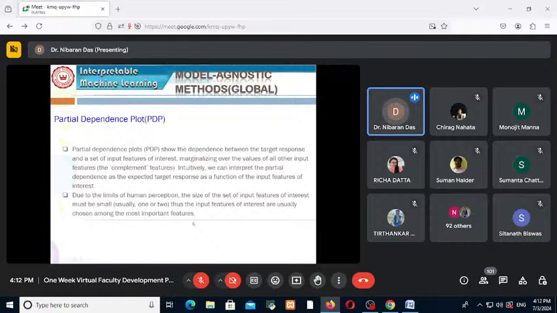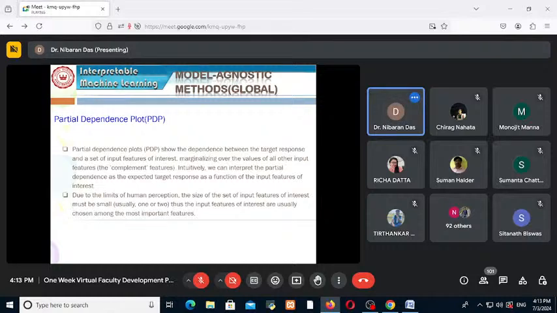So now we could start with the partial dependence plot. Partial dependence plots (PDP) show the dependence between the target response and a set of input features of interest, marginalizing over the values of all other input features, the complement features. Intuitively, we can interpret the partial dependence as the expected target response as a function of the input feature of interest. So let's suppose you have a model with 4 features. You could measure one with respect to the others, meaning a particular feature will be varied while the other features remain fixed.